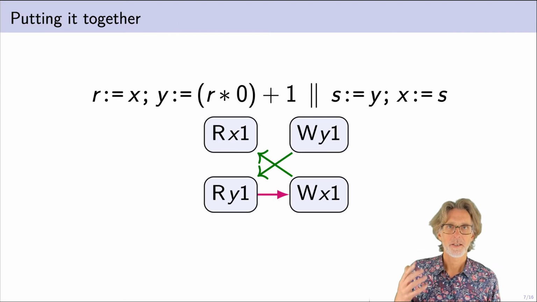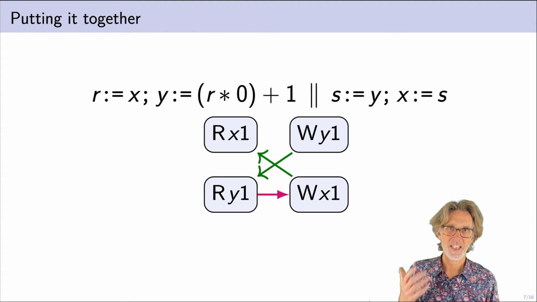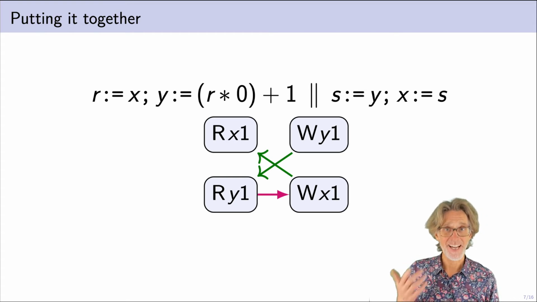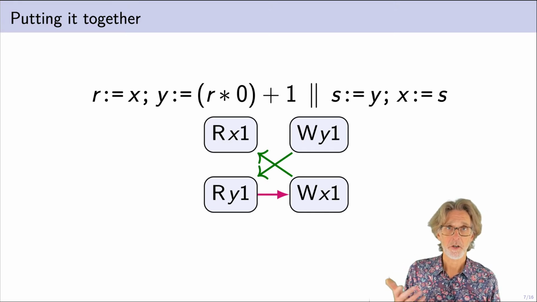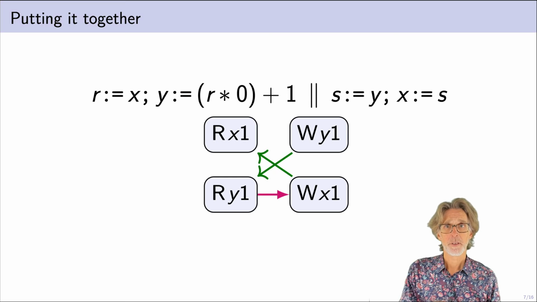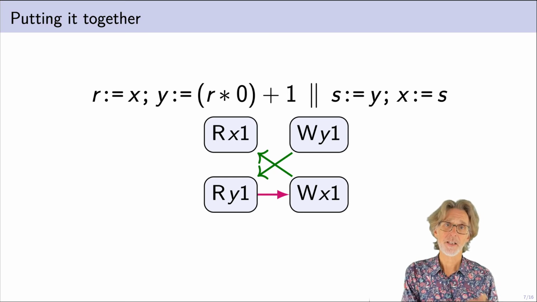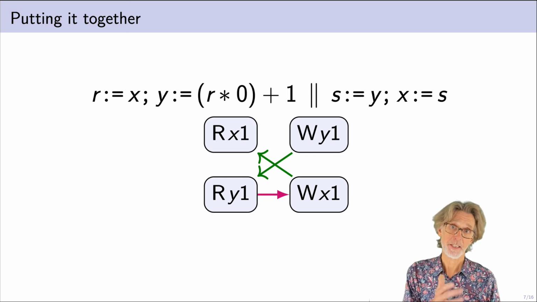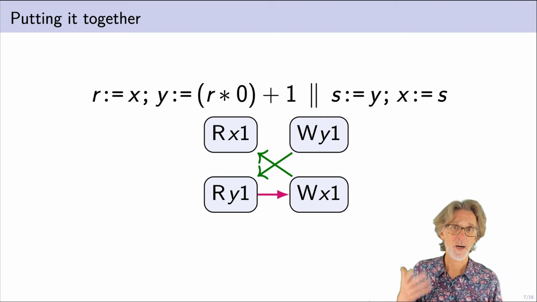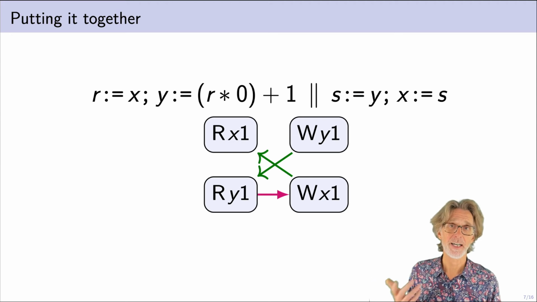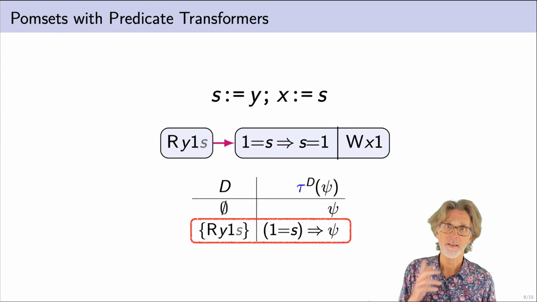We put these together by modeling sequential composition using families of predicate transformers. Transformers are indexed by sets of events. This allows us to compute semantic dependencies in a concurrent model. For example, in the program here, the second thread has a genuine semantic dependency. But the apparent dependency in the first thread is false. Y is going to be set to 1 regardless of the value of X. Let's walk through this example, starting with the second thread.